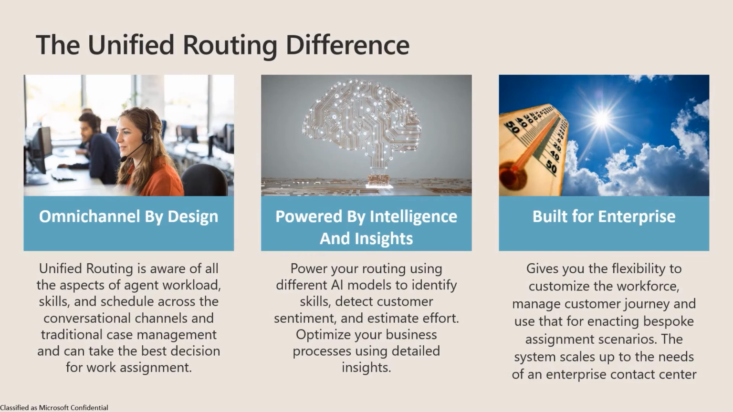So let me summarize the unified routing difference. The first major difference is it is omnichannel by design. Unified routing consists of multiple services that deal with workforce presence, availability, schedules, skills, and much more. All these services are channel agnostic in nature, and this allows unified routing to power all the channels in the digital contact center. The same routing engine distributes cases and tasks as well as live chat and digital messages and even the phone calls. Thus, unified routing is aware of all aspects of agent workload, skills, and schedule across the conversational channel and traditional case management, and can take the best decision for the work assignment.